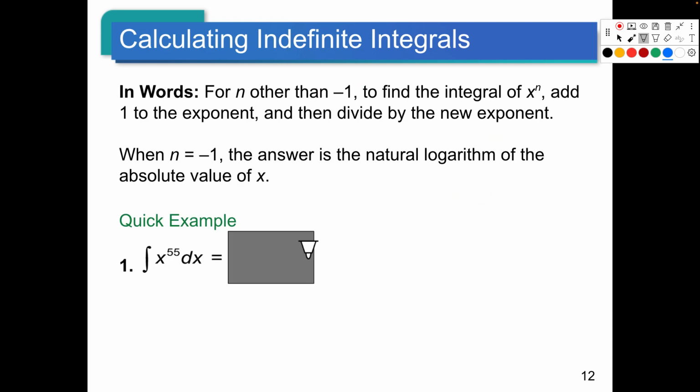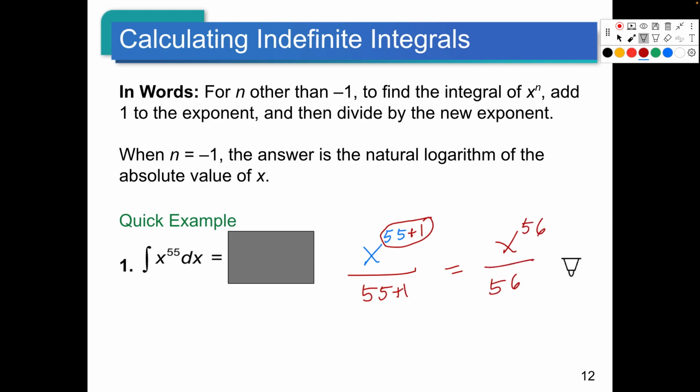So let's just look at this one. X to the 55th power, if we want to integrate it, what are we going to do? Let's just do the details. First step is to add 1 to the exponent. Perfect. Second step is to take that new exponent and do what with it? Divide by it, so 55 plus 1. So we're going to get x to the 56 divided by 56 plus a constant, and we're done.